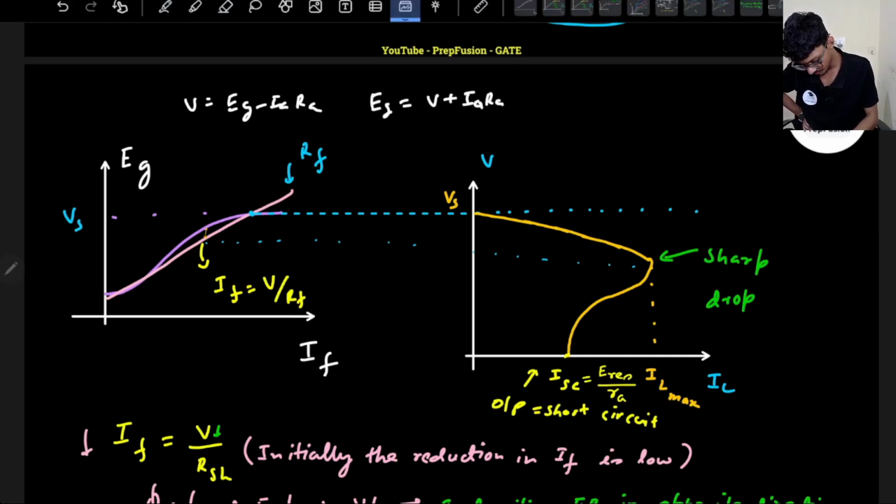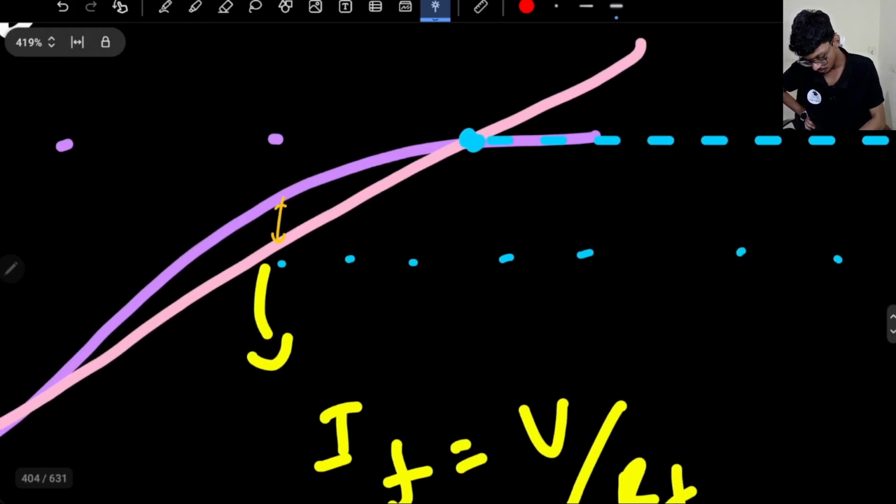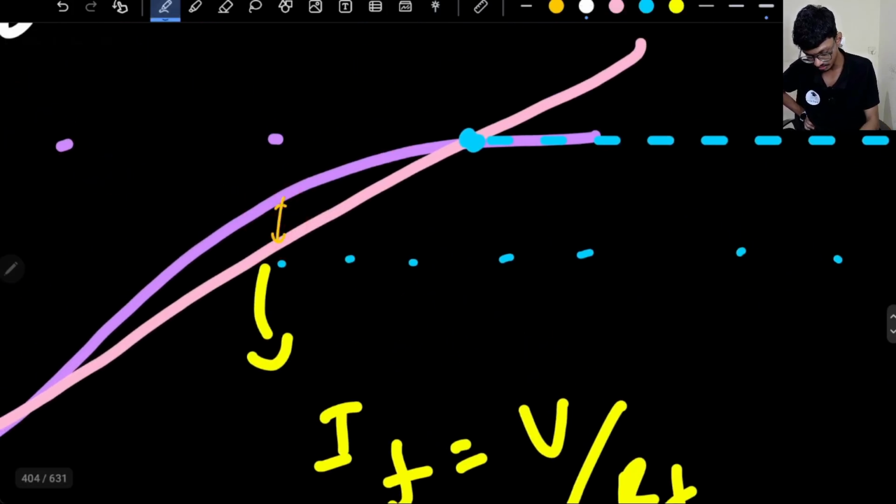So this value is V divided by RF, and this is my V, right? So this point is the V point. If I add IARA to this value, I will get EG. I have to add this additional value IARA to get EG. So this much amount of drop, if this length is given, this length is equal to IARA. Another important point.